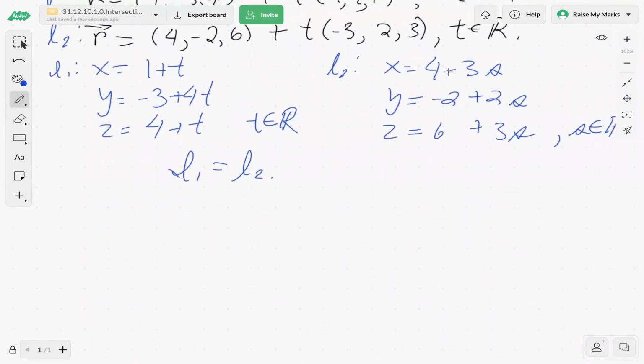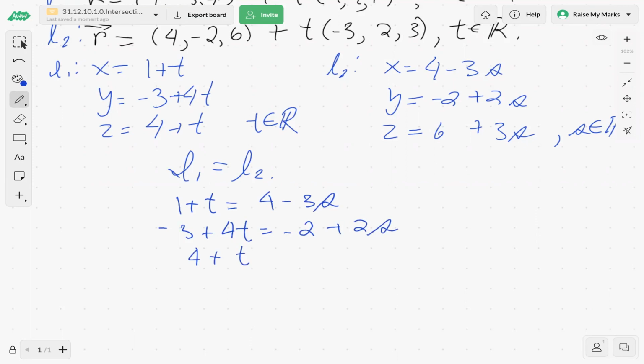And what do we have? We have 1 plus t equals 4 minus 3s. Negative 3 plus 4t equals negative 2 plus 2s. And 4 plus t equals 6 plus 3s. So now we're going to try and solve for t and s. Let's see if that's possible. All right, let's first clean up these equations.